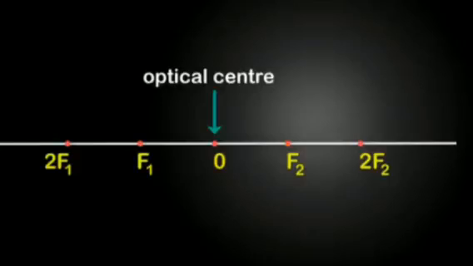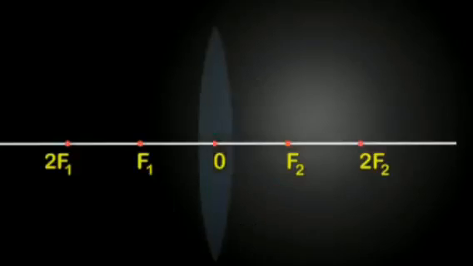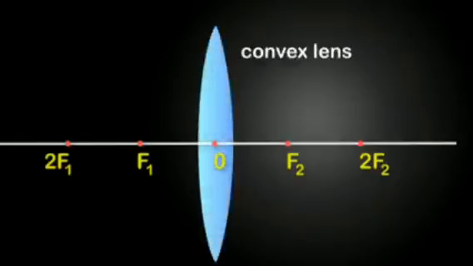O is the optical center of the lens, and F1 and F2 are the 2 principal foci of the lens. Now draw the convex lens. You can roughly sketch the lens or use a compass to draw the 2 arcs of the convex lens. Make sure that the lens is thin. Don't draw a thick lens.